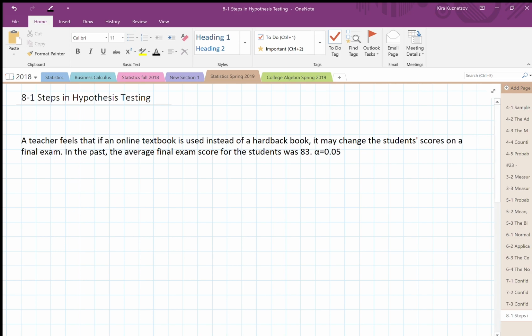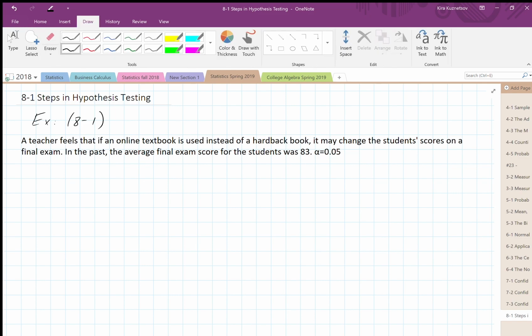This is a lecture on examples and clarifications of some of the vocabulary words in Chapter 8. What we're going to start with is the example in your book. It is 8-1, but in a different order with some other stuff that I have included. A teacher feels that if an online textbook is used instead of a hard book, it may change the students' scores on the final exam. In the past, the average final score for the students was 83.